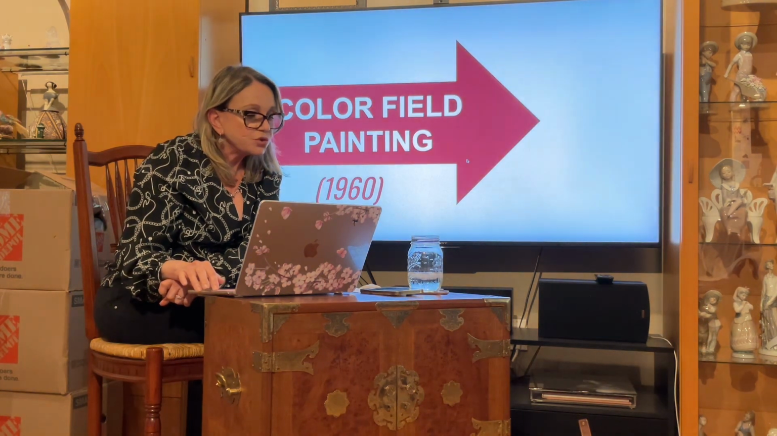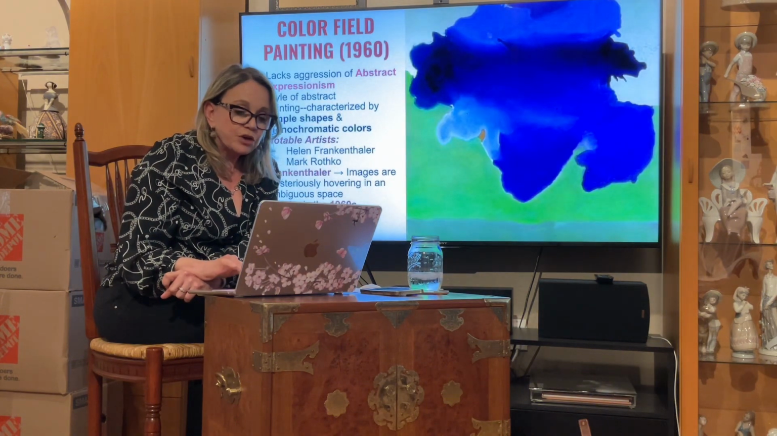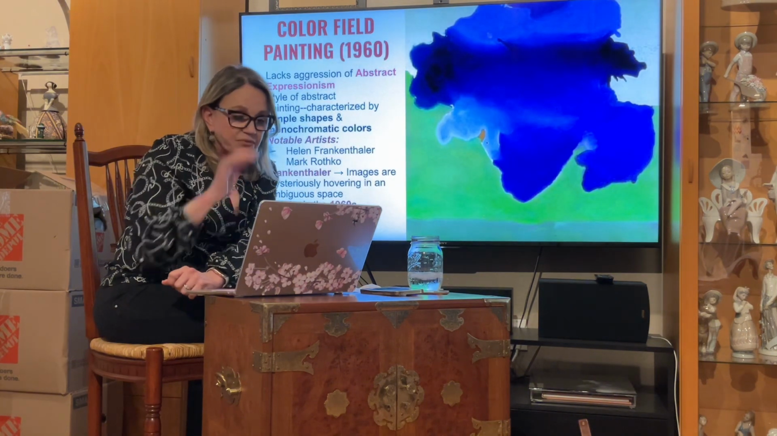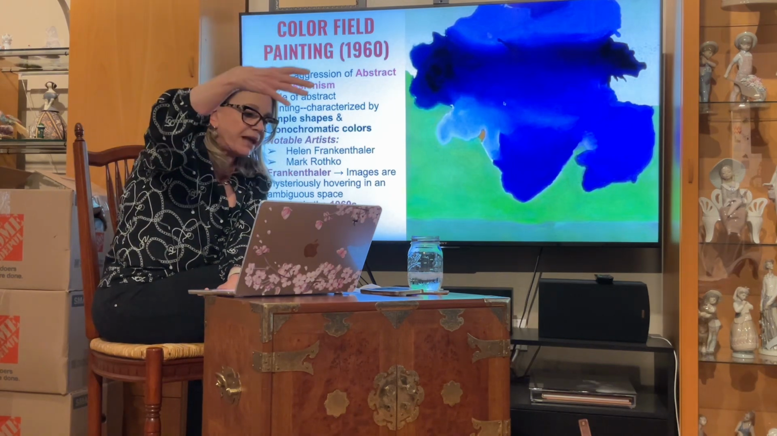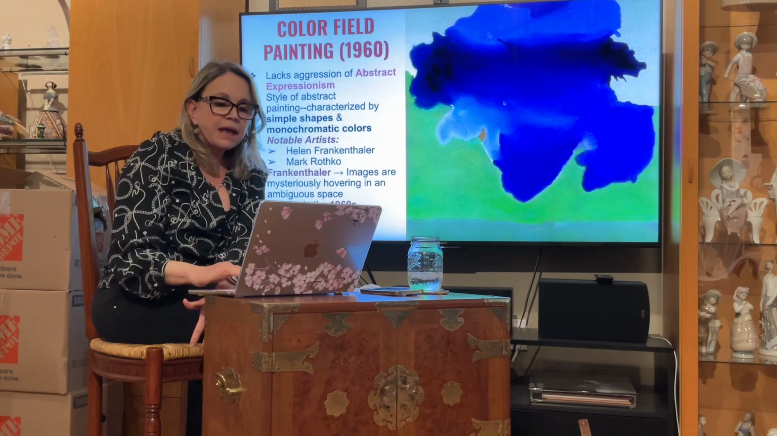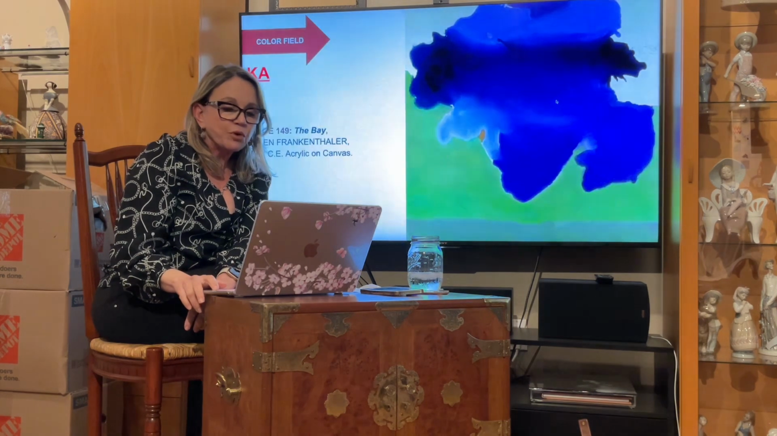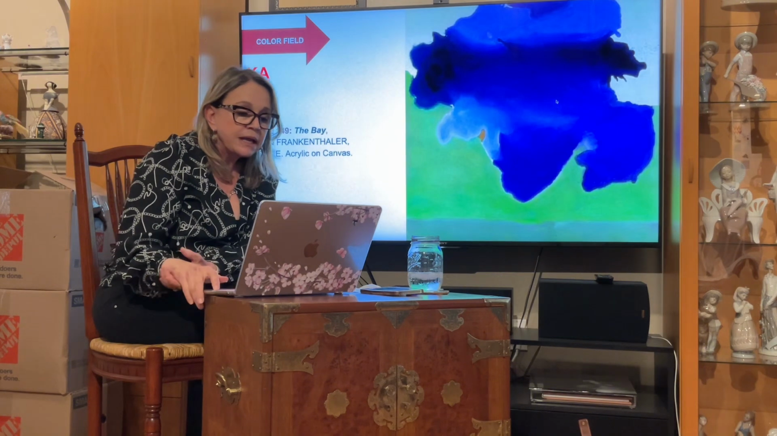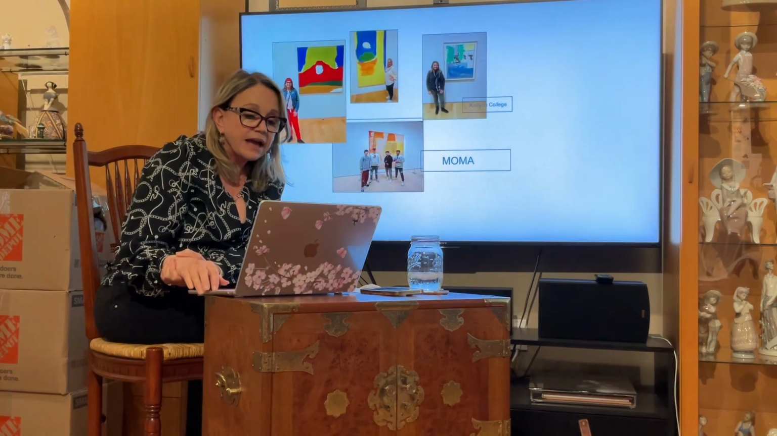And now on to color field painting in the 60s. So again, we looked at this earlier. Helen Frankenthaler, what she would do is she would put the paint on the canvas and let it drip, and then it would become more saturated in some areas more than others. This particular one is known as The Bay, and it's acrylic on canvas.